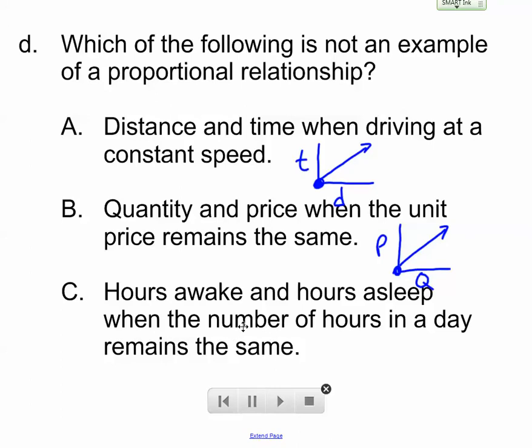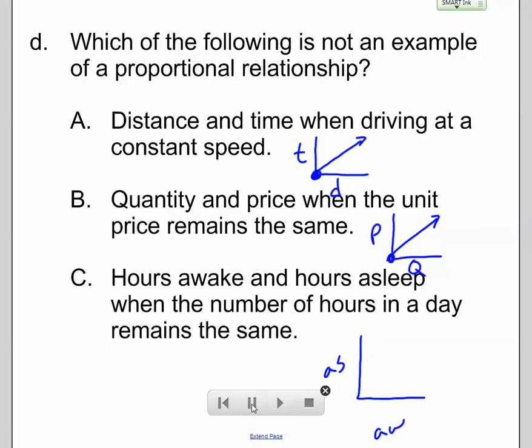What about hours awake and hours asleep when the number of hours in a day remains the same? It seems very similar, but when you think about it, the time you spend awake versus the time you spend asleep: if you're awake 0 hours, you're not asleep 0 hours. You would be asleep 24 hours. So that doesn't work out. That is not a direct proportion or a proportional relationship. All right, so it's not a direct proportion.